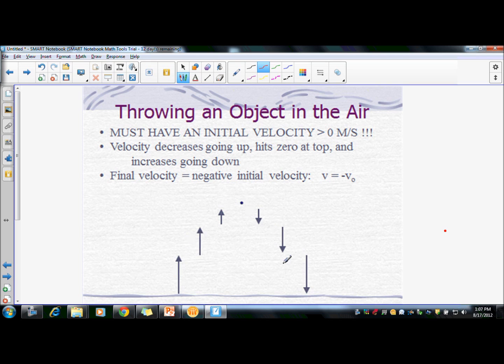This is also perfectly symmetric. And so the final velocity in the end is equal to the initial velocity. It's just negative because it's going down. Again, we're talking about the negative indicating direction. So for example, if this went up at 3 meters per second, it would be 0 up here, and it would hit the ground at negative 3 meters per second, because now it's going in the downward direction.